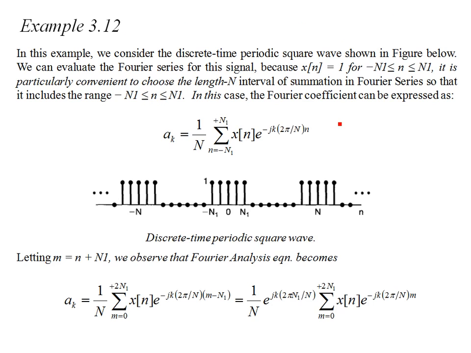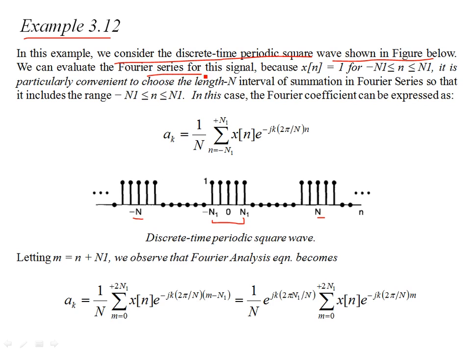Okay, so let's take another example. This is 3.12. In this example, we consider the discrete time periodic square wave as shown below. You see the square wave is taking the value of 1 from the interval minus n1 to plus n1, and then this is periodic with period capital N. So it's repeating itself.